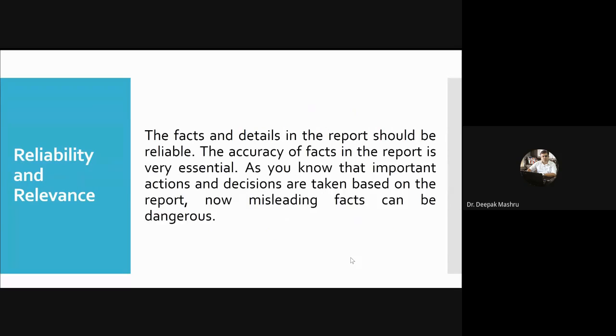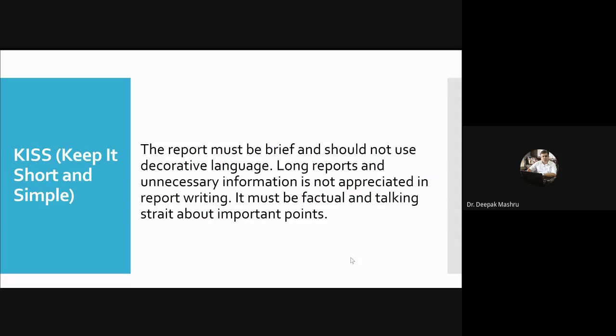Okay. Reliability and relevance. So you need to provide facts and figures so that people can rely on and trust your data, and it should be related to the given task. You need to keep it simple, short and simple.